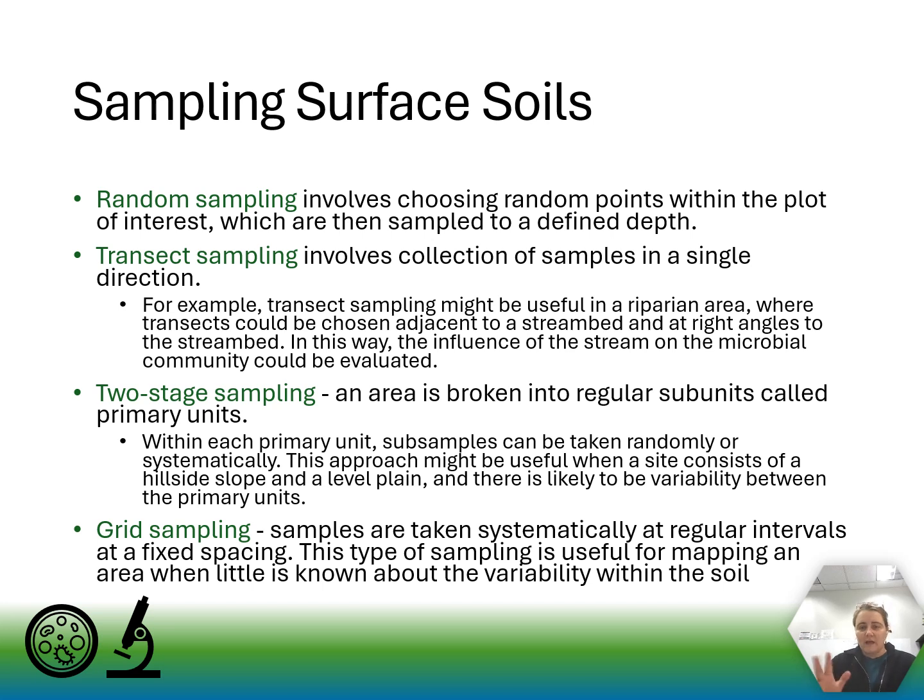So this slide just explains those different types of sampling, right? So the random is just choosing those random points. The transect is specifically along one specific area. The two-stage has those regular subunits and has duplicates, and the grid sample is systematic. So feel free to take a pause on this slide to write down these in your own words. That might help you remember what they are. And these are just some different ways of thinking about how we want to take our samples.